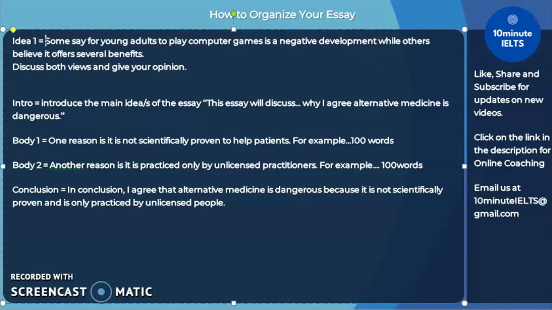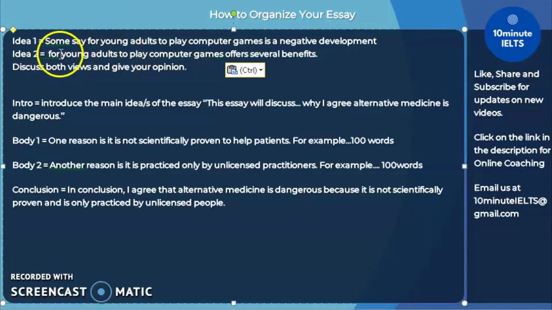And the idea 2 is, while others believe it offers several benefits. So let's copy paste that again. Young adults to play computer games offers several benefits. Now we need to discuss both ideas and give our opinion.